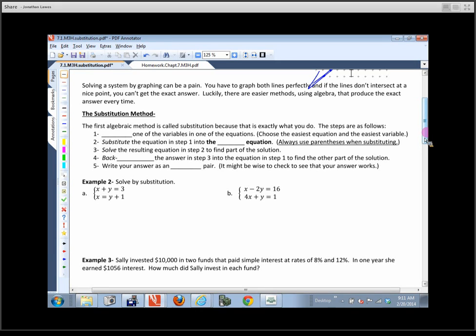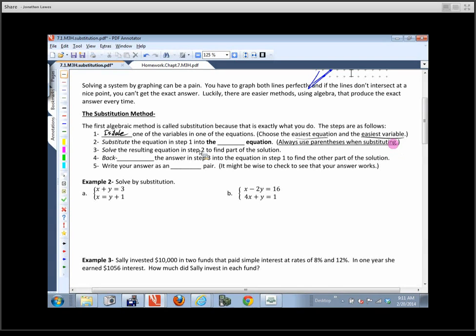The first one's called substitution, and tomorrow we'll do elimination. And then we'll just build from there. And we will deal with some more complicated graphs than just linear equations, but here's how this works. So substitution goes like this. We're going to isolate one of the variables in one of the equations. We're usually going to choose the easiest equation and the easiest variable to isolate.